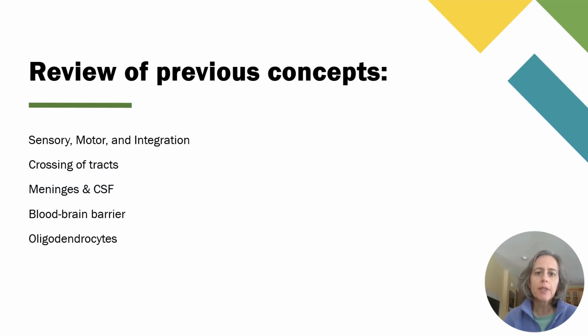I want to bring up some previous concepts that we've already learned. So remember, we have three basic types of functions of the nervous system. We have sensory, which is information coming into the central nervous system, motor signals, which is information being sent out from the central nervous system to the body, and then integration, which is that processing of things within the central nervous system. I also want to remind you of the crossing of tracts when we learned about the formation of the central nervous system in fetal life. Remember, we learned that at some point it twists, so the right side of the brain controls the left side of the body and vice versa.